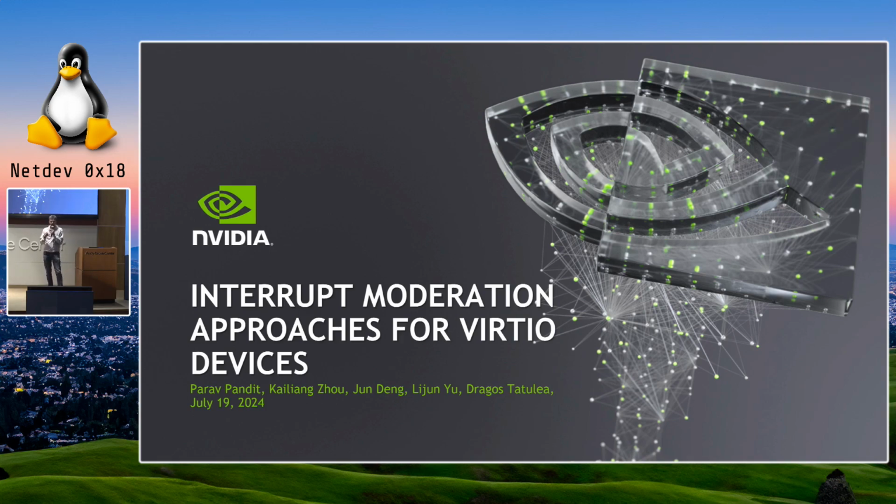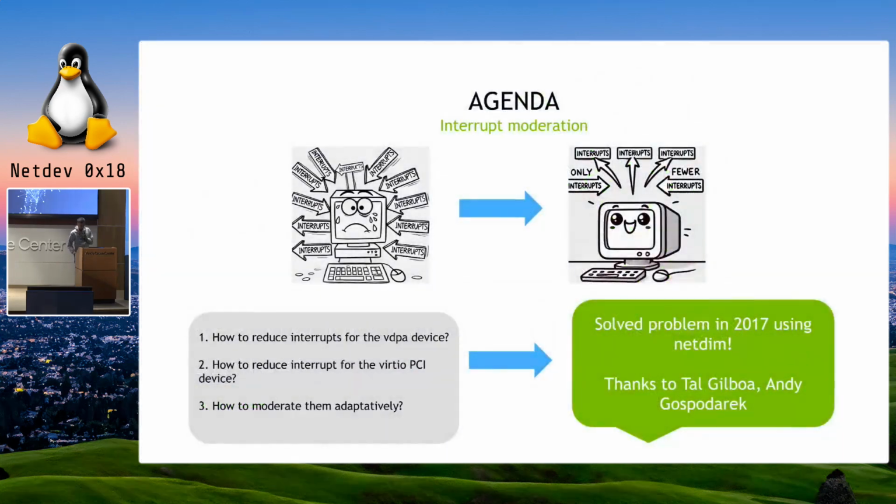The users are either the tenants running in the cloud VM or the cloud operator himself who wants to have better utilization of the CPU that they are renting out. So the challenge that we faced is interrupt moderation. How do we do interrupt moderation for the virtio network devices?